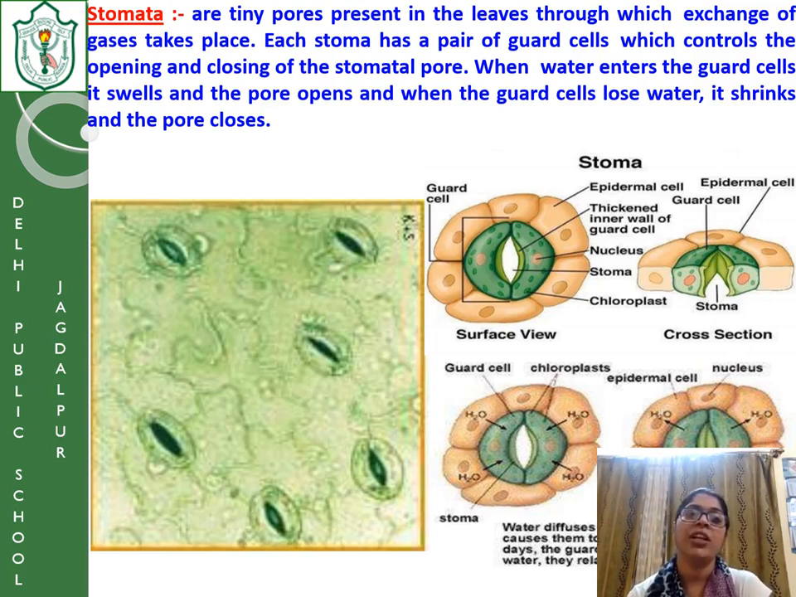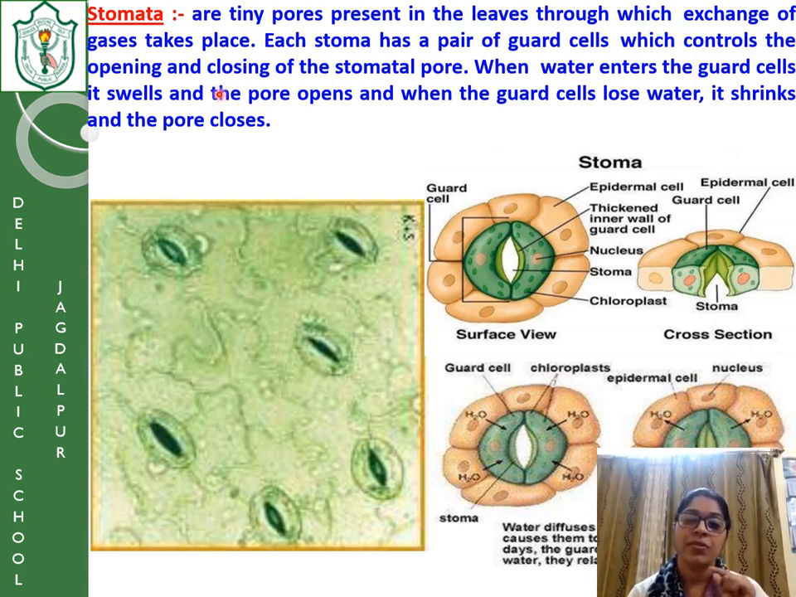Stomata. Let's go with the definition of the stomata, children. In simple language, we say that stomata are the tiny pores present in the leaves through which exchange of gases takes place. So they are small pores, or you can say holes, mostly in the lower epidermis, but some stomata are also seen in the upper epidermis.